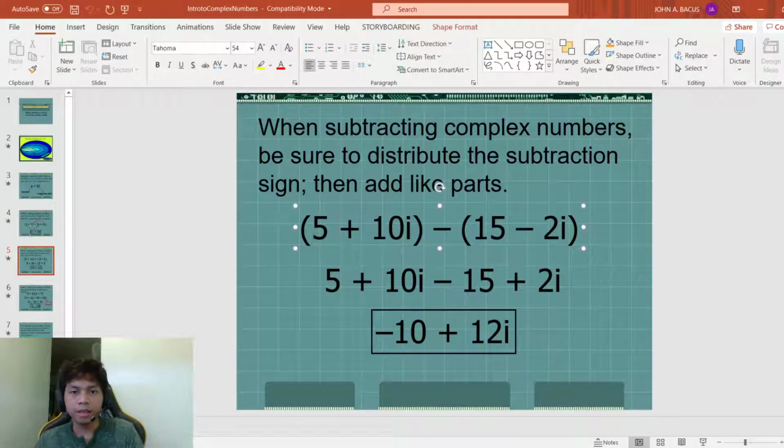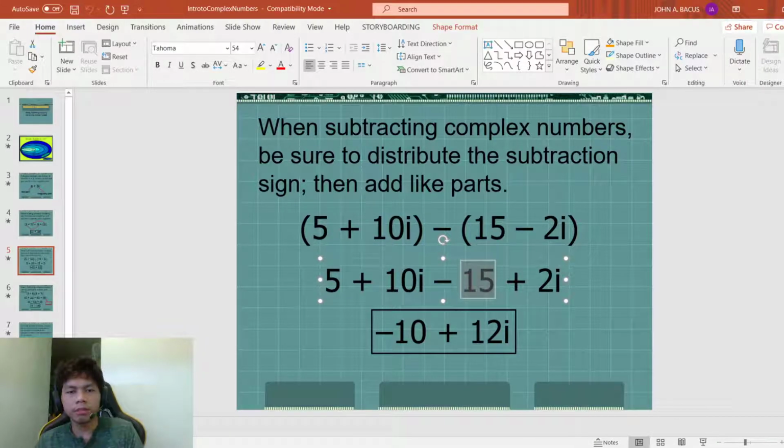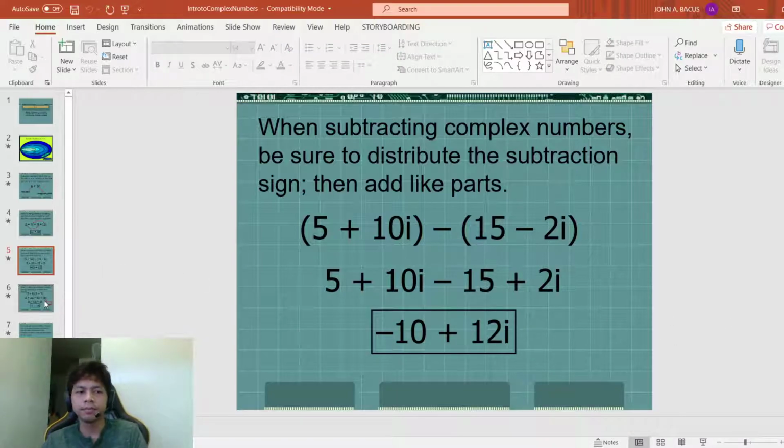When subtracting complex numbers, be sure to distribute the subtraction sign, then add the like parts. For example, 5 plus 10i minus the quantity of 15 minus 2i. Imagine that there is a 1 here. Just distribute to remove parentheses. So you have 5 plus 10i minus 15, and then negative times negative is positive. The parentheses are now removed, and you can combine the real part, 5 minus 15, that's negative 10. Then positive 10 plus 2i, that's plus 12i. So this is now your final answer.